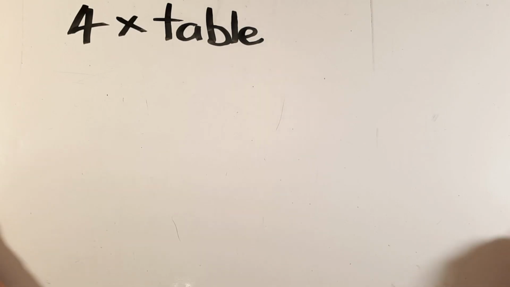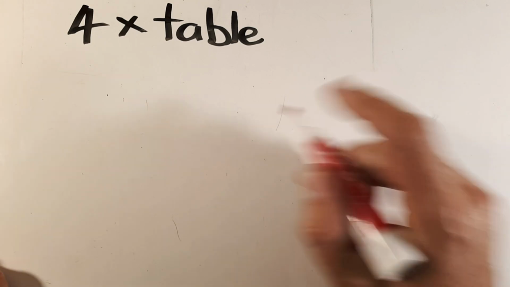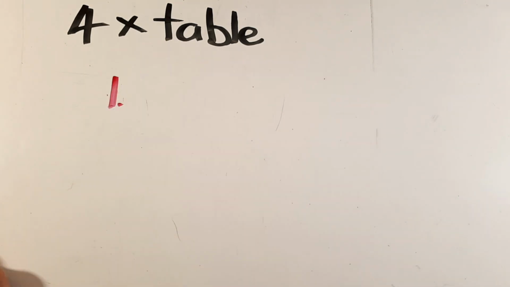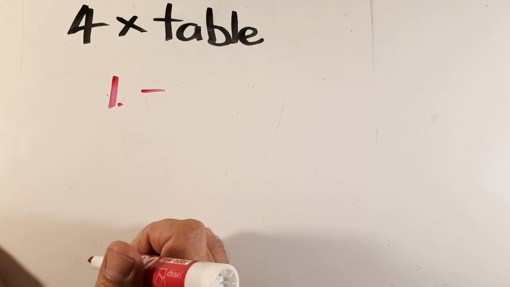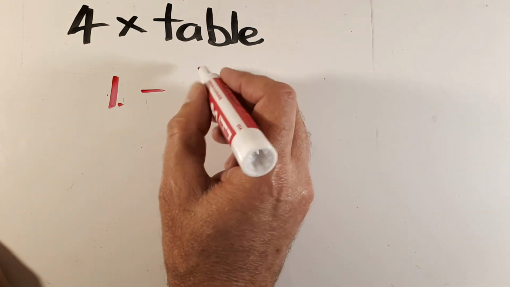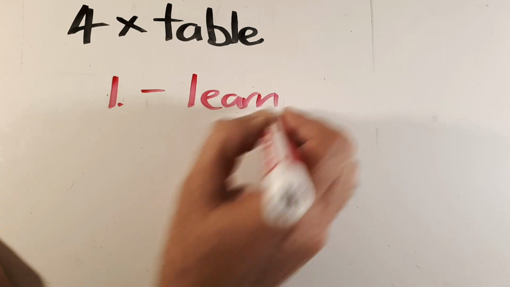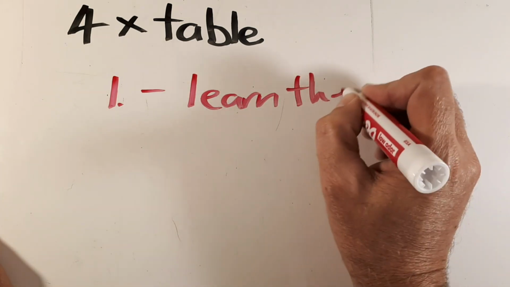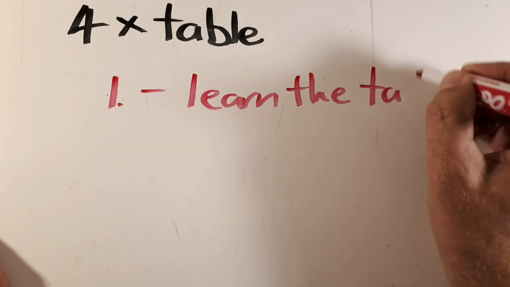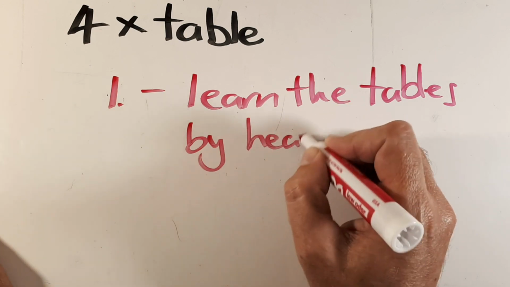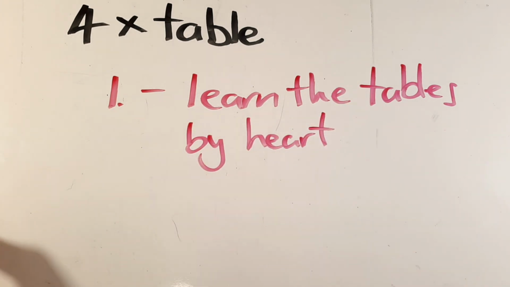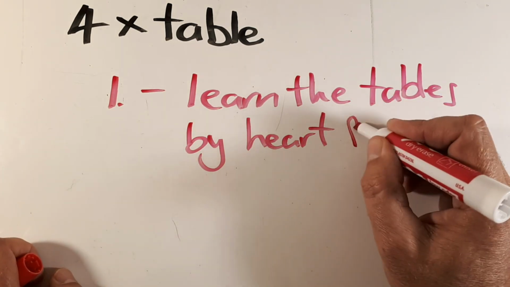So today, guys, we're going to go through the 4 times table a little bit. And the first point I want to make is that learning your 4 times table by heart is by far the most efficient way to get yourself around it. So we'll make that our first point. Learn the tables by heart.